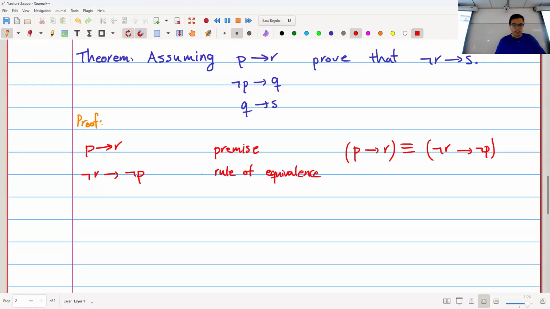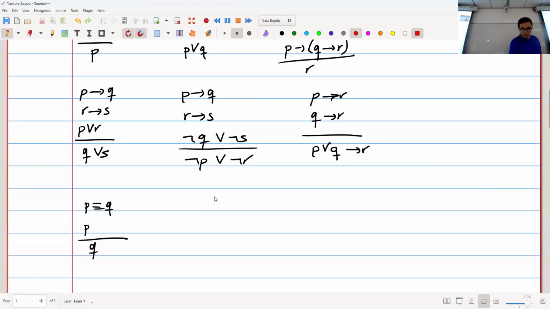Okay. But now I have not P here, and I look at my premises and I see that I have a not P here as well. So maybe I can use this premise. So let's do that. Let's copy this premise into my proof. Not P implies, oops, there was no not there. Not P implies Q. Okay, so this was a premise. Now, what do I have? Not R implies not P, and not P implies Q. Okay, which one of these rules can I apply?